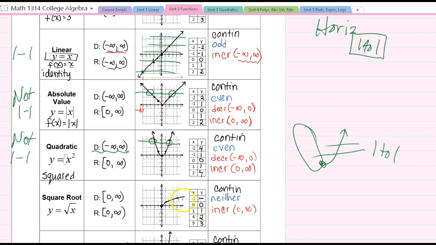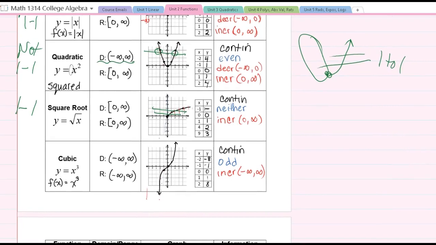Let's go to square root. We can see if we do a horizontal line test, we're always getting 1 point. So this is one-to-one. Cubic is one-to-one.